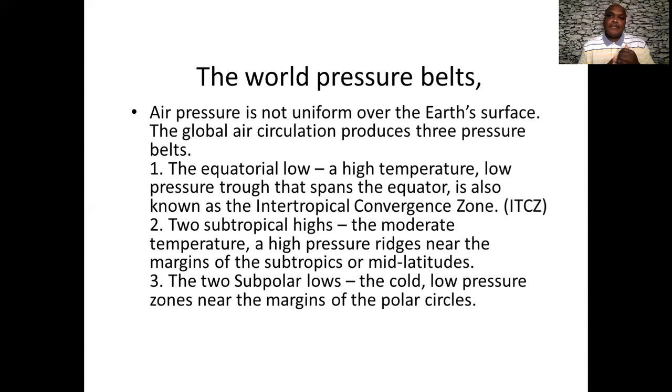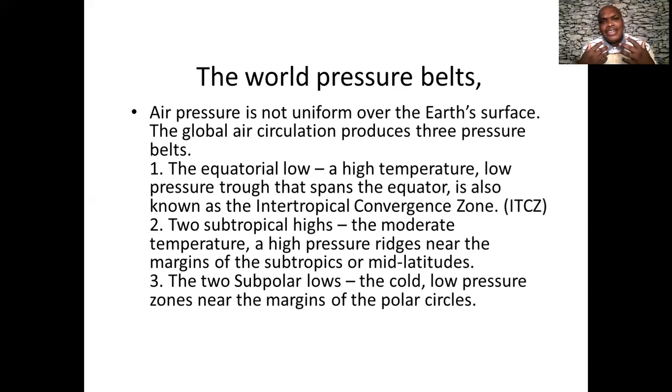The first pressure belt is the equatorial low. Where do we get the equatorial low? We get it at the equator. The equatorial low is a high temperature zone with low pressure that spans the equator. It's also known as the intertropical convergence zone, or the ITCZ. It's located where? At the equator.